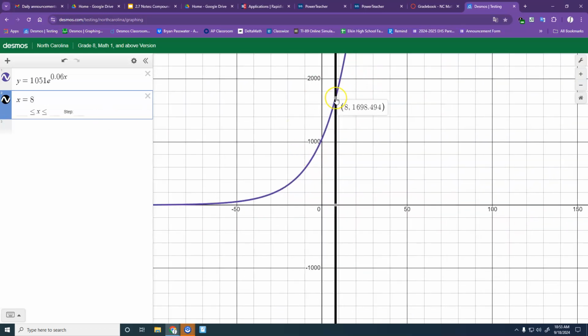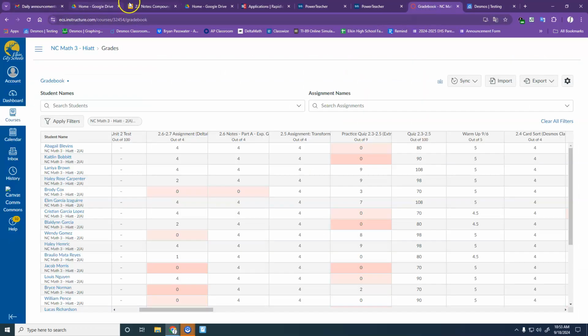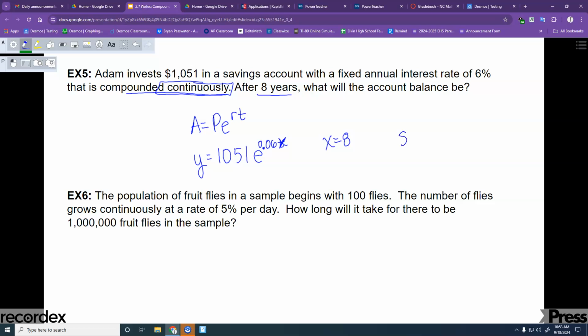Let me zoom out a little bit here. It crosses right here, $1,698.49. So what was that? 1698.49. They're probably gonna want 2 decimal places on a money problem, so I'd keep 2 on that. I think all the money problems I asked for the nearest cent, so 2 decimal places there.